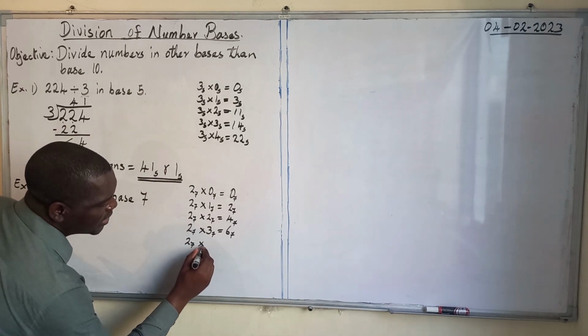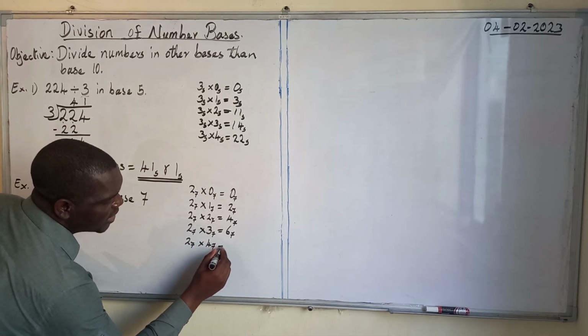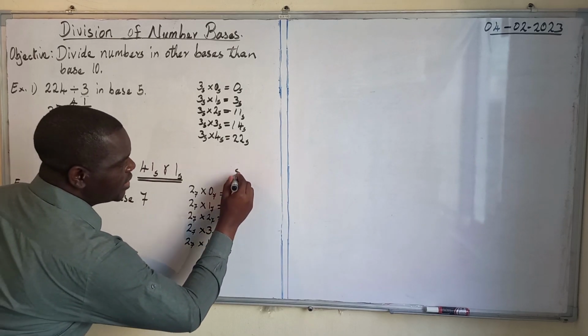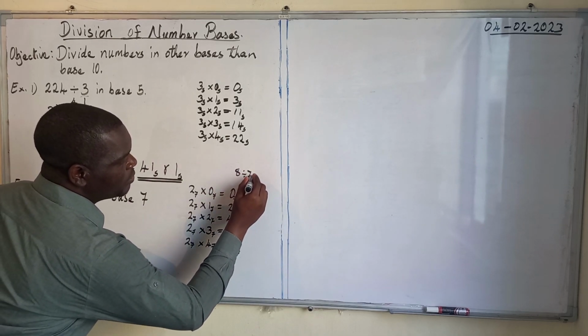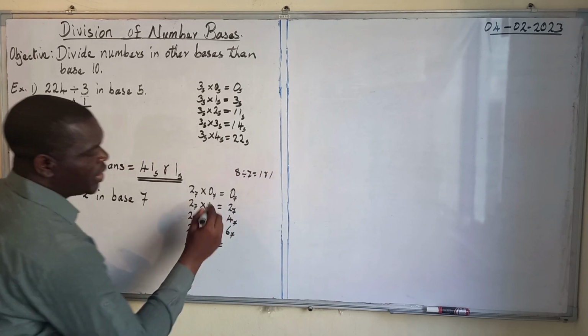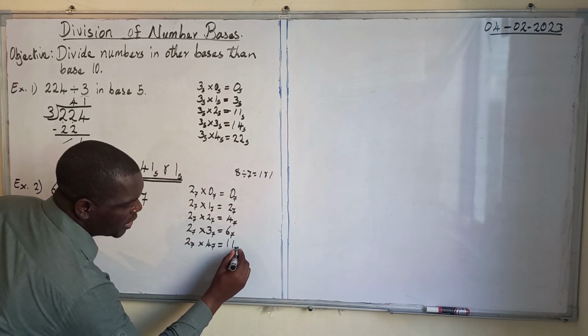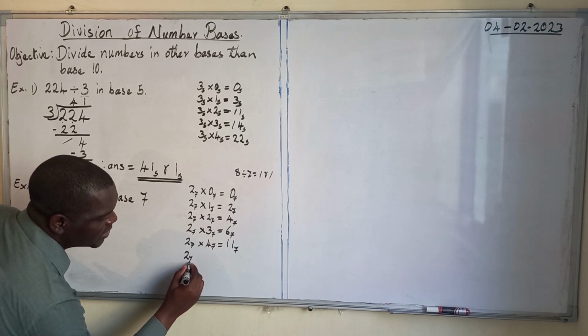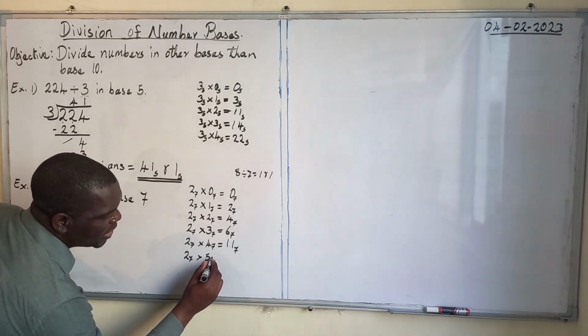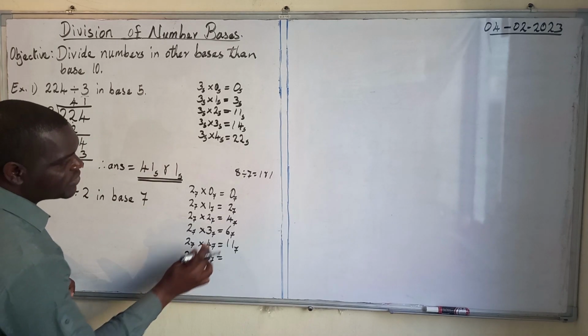2 base 7 times 4 in base 7. 2 times 4 is 8. And 8 divided by 7 will be equal to 1 remainder 1. You write the remainder 1 first and then the whole number. So it will be 11 in base 7. 2 base 7 times 5 in base 7 is equal to 2 times 5, 10.